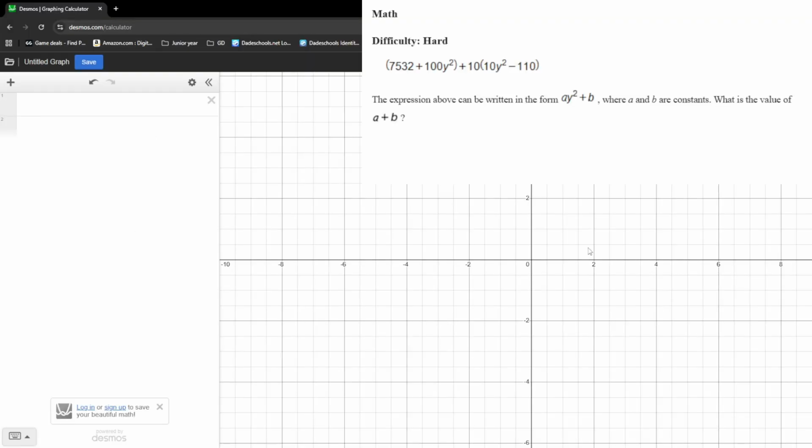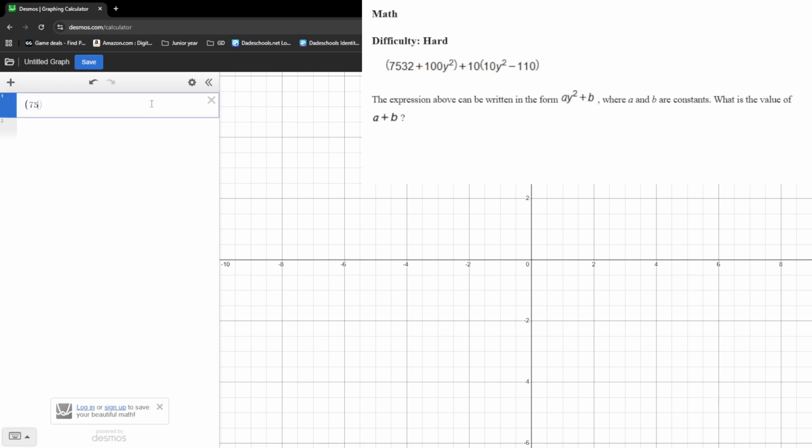So here they tell us that the expression above can be rewritten in the form ay squared plus b, and written in the form is another way of saying equivalent expression, that we're just setting that initial one that we had equal to this, and what are the values of the constants when that is equal to this. So what we're going to do is write a regression.